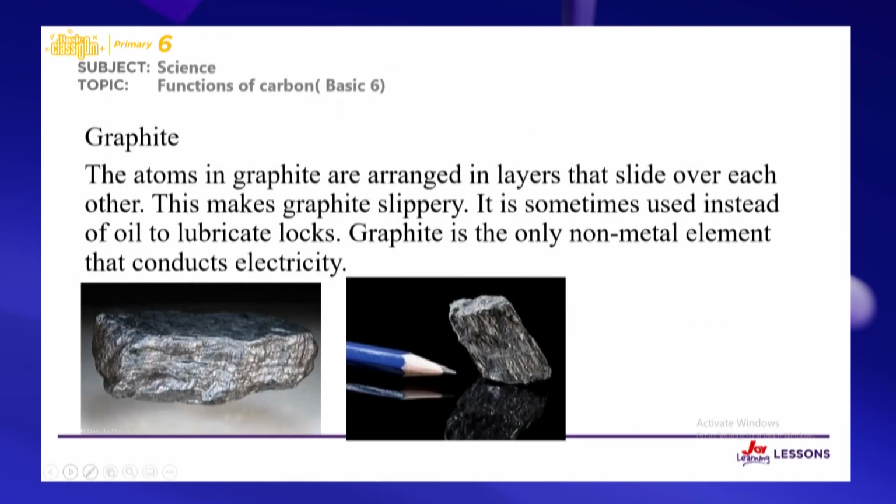Now, graphite is also a carbon. So one, we said diamond, and then graphite. The atoms in graphite are arranged in layers that slide over each other. This makes graphite slippery. It is sometimes used instead of oil to lubricate locks. Graphite is the only non-metal element that conducts electricity. So what you have in your pencil is made of graphite, and it is carbon.